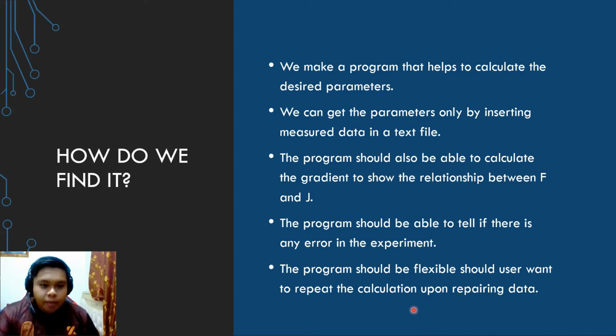But how do we find it? We make a program that helps to calculate the desired parameters, and we can get the parameters only by inserting measured data in a text file. And the program should also be able to calculate the gradient to show the relationship between f and g. Theoretically, the relationship between f and g should be directly proportional, and the value of the gradient should be 1 or 2 depending on the surface, whether it's flat or hemispherical.